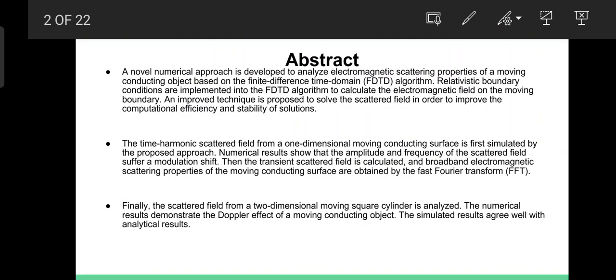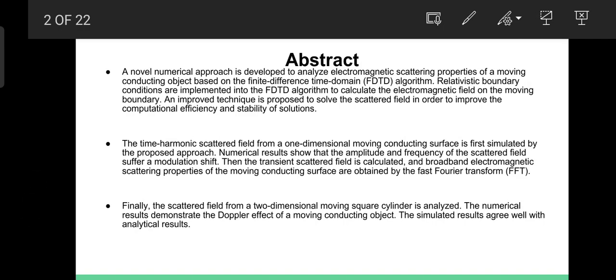A novel numerical approach is developed to analyze the electromagnetic scattering properties of a moving conducting object based on the finite difference time domain (FDTD) algorithm. Relativistic boundary conditions are implemented into the FDTD algorithm to calculate the electromagnetic field. On the moving boundary, an improved technique is proposed to solve the scattered field in order to improve the computational efficiency and stability of solutions.